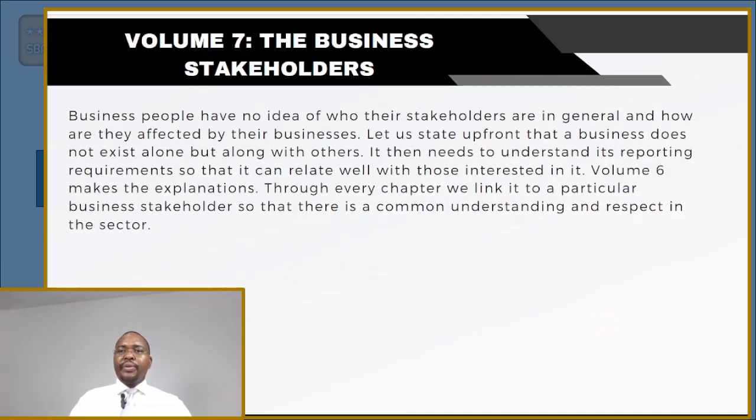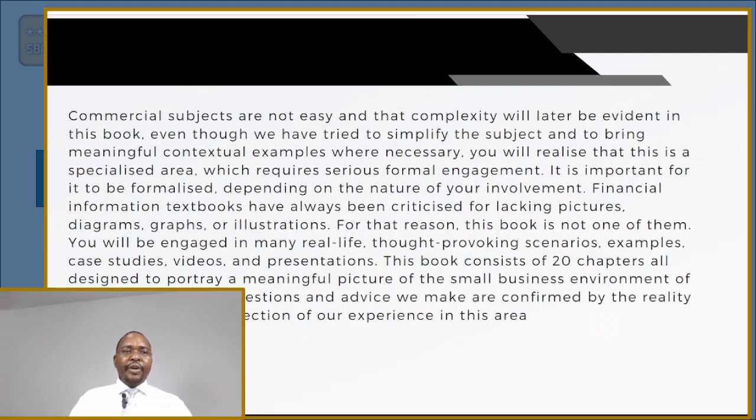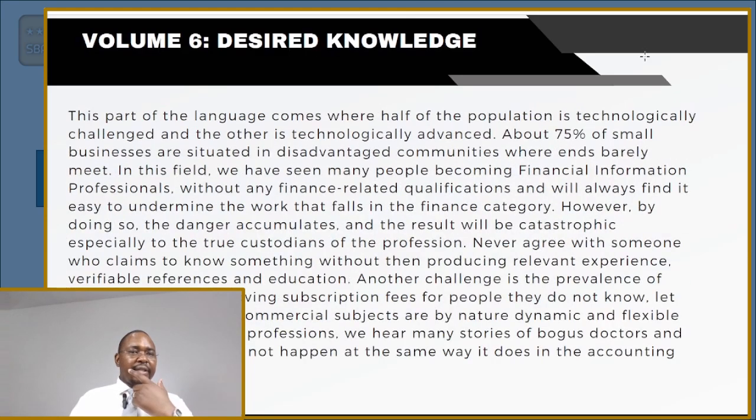Volume 6. Volume 6 is desired knowledge. In volume 6, we're taking you step by step. That's where we're saying to you, do this, don't do this. Okay, you've got employees, do this. Okay, don't do this. When you've got assets, you must do this.